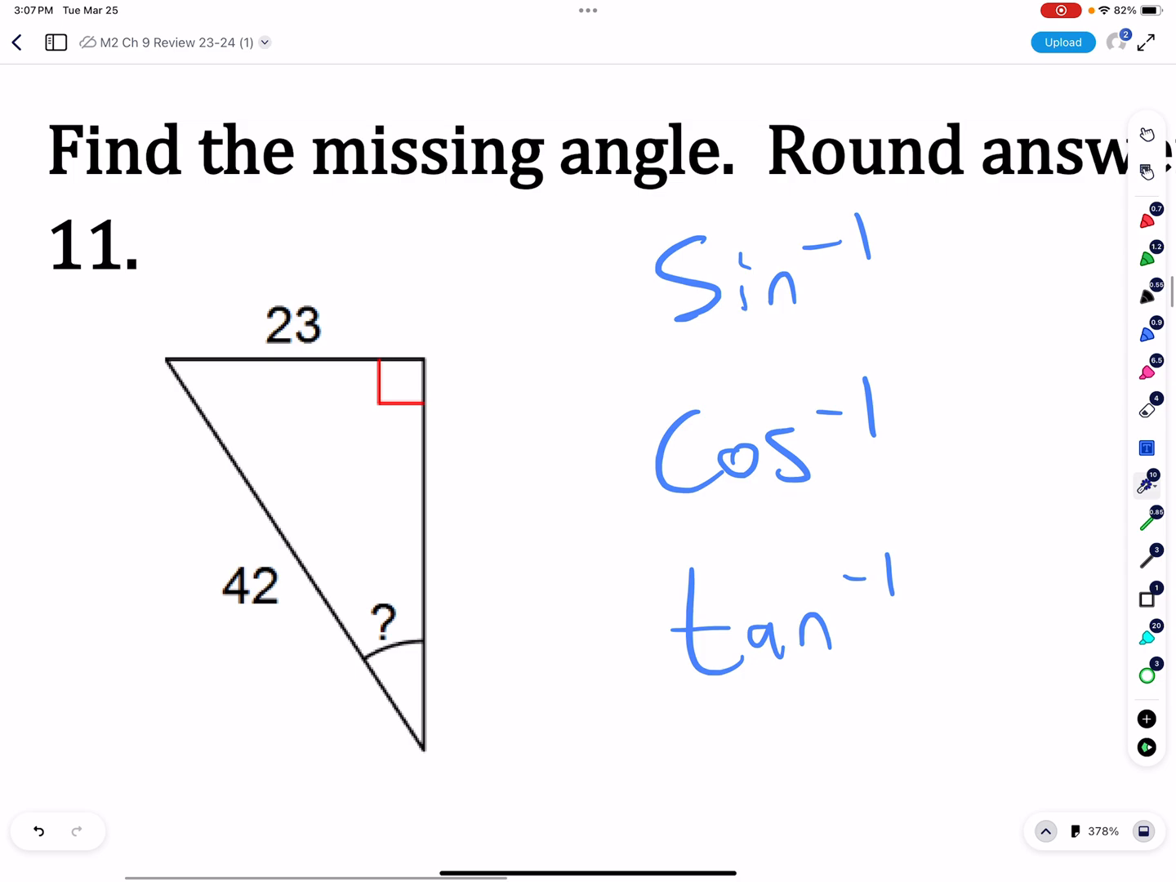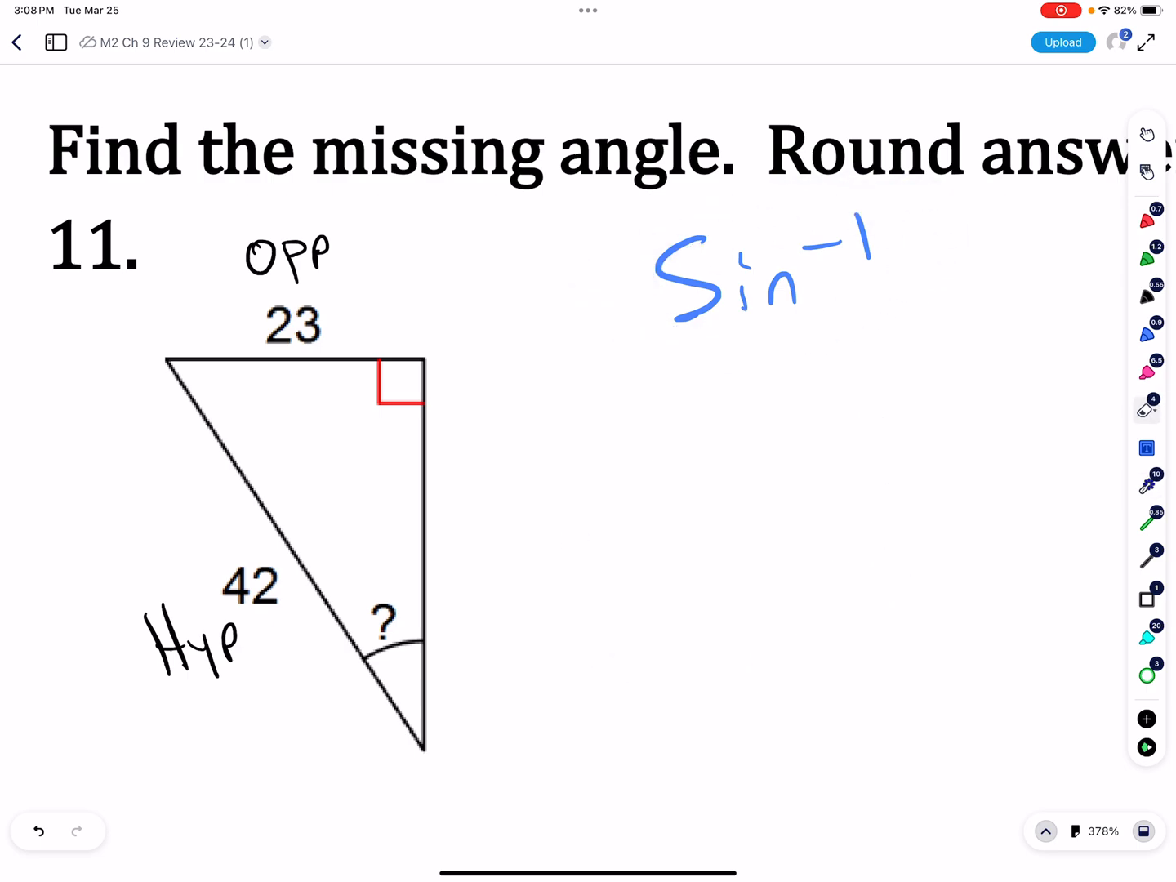So we have to label the sides that they gave us. Okay, so my angle in question is down here. 42 is going to be my hypotenuse. And the side the 23 is on, far away, so that's going to be our opposite side. Now, technically, I could use the Pythagorean theorem and figure out what this side is, but because all we care about is this angle, we're not going to do that, okay? So we're going to use opposite and hypotenuse, which is sine. So we're not actually even going to worry about these two right here.